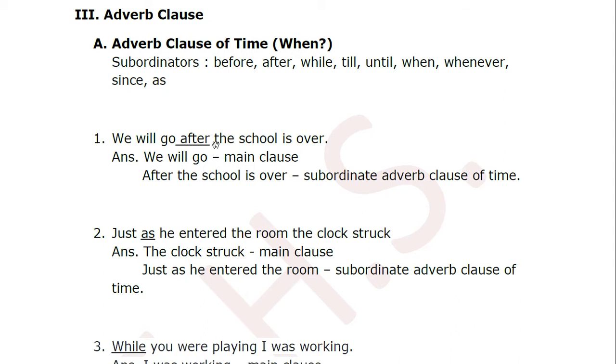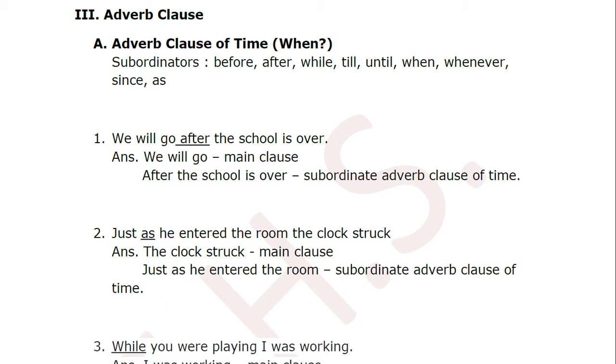So when you see this first, you find your subordinator is after. Now look at the main clause, that is what is before it. We will go. Is it a complete sentence? Yes, it is a complete sentence. We will go, we will come, we will sit, we will stand. Okay, it is a complete sentence. But now when you're saying we will go, let's look at this part. So you know for sure, so you will write this: we will go, main clause; after the school is over, subordinate, adverb clause.